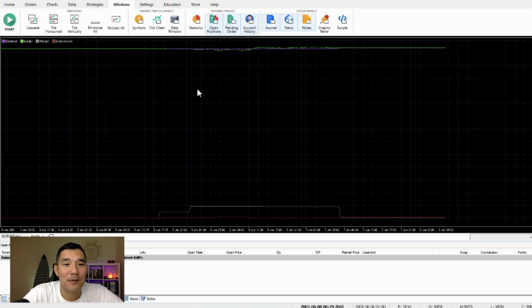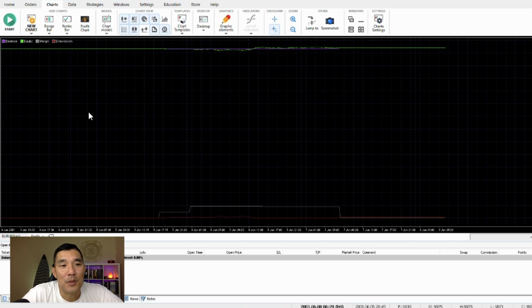So in Forex Tester 5, all you get is this profit chart. So you can go to charts and then profit chart, and it will show you the balance, equity, margin, and drawdown.